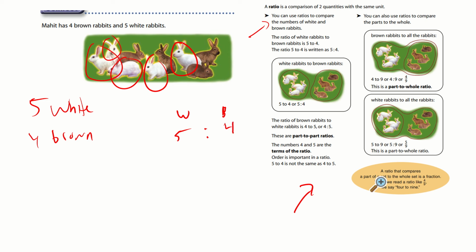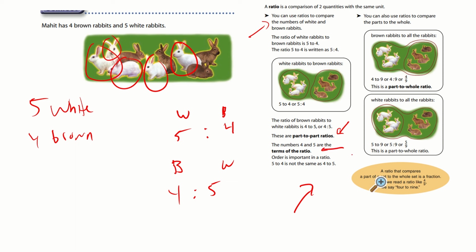Now, if I want to say the ratio of brown rabbits to white rabbits, I would say B here, W here, and I would go 4 to 5. This is called a part-to-part ratio. It's a part of something and another part of something, and together they make a whole. But here, we're going part-to-part ratio. So numbers 4 and 5 are the terms of the ratio.